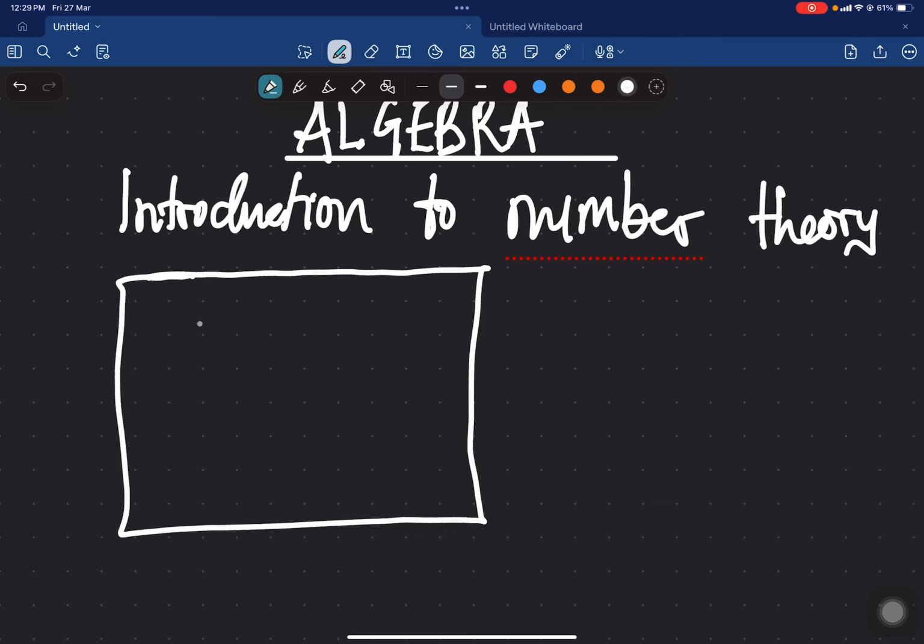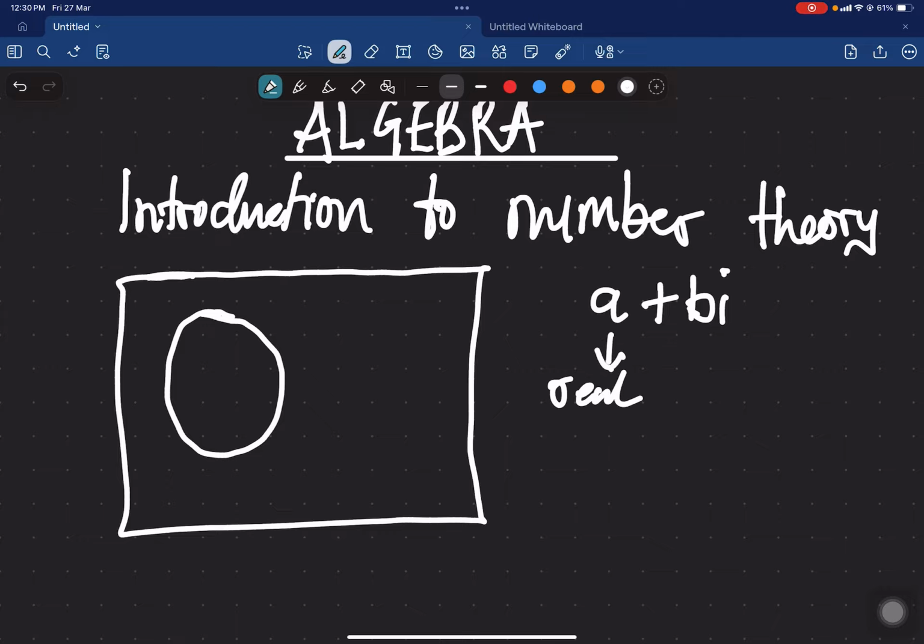Now, complex numbers have what we call the real numbers. So we have real numbers and imaginary numbers. A complex number is simply represented by, let's say, a plus bi, where a represents the real component and bi represents the imaginary. In our study of algebra, we are going to focus on the real numbers, a subset of complex numbers.